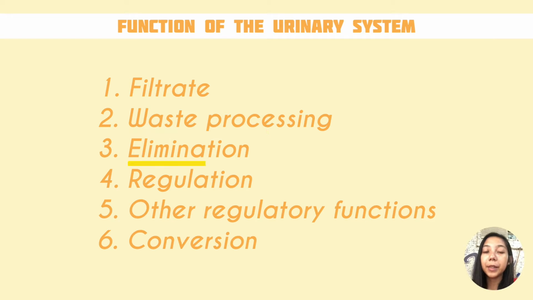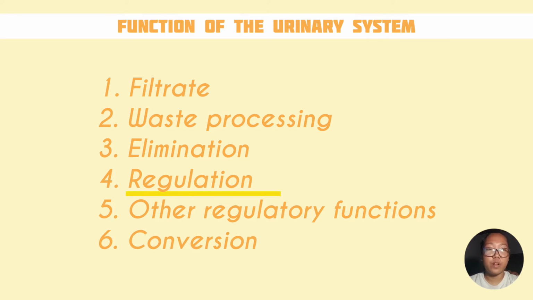Number 3 is elimination. Although the lungs and the skin also play a role in excretion, the kidneys bear the major responsibility of eliminating nitrogenous waste, toxins, and drugs from the body. Number 4, regulation. The kidneys also regulate the blood's volume and chemical makeup so that the proper balance between water and salts and between acids and bases is maintained.